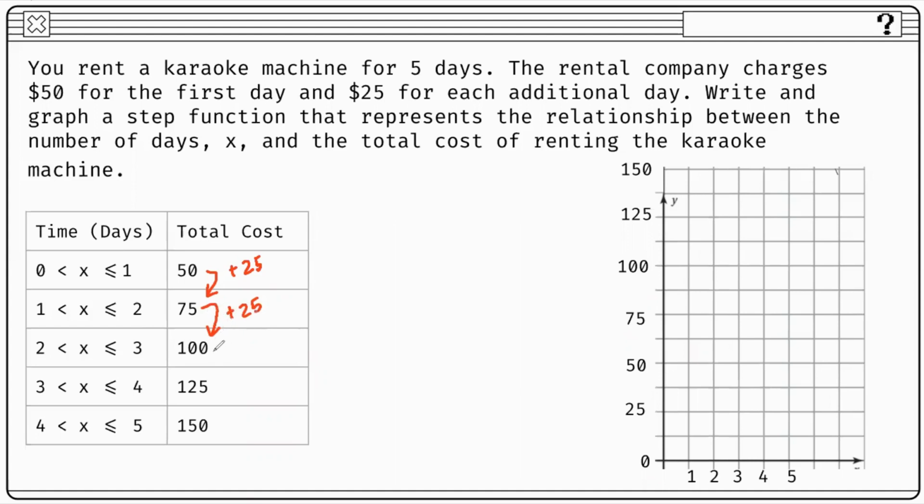we'll get $100. From there, if we're renting it for more than 3 days, but as long as it's less than or equal to 4 days, we add another $25 and get $125, and do that once more until you hit your 5 days. So we're renting it for greater than 4 days, but it's less than or equal to 5 days. That's an additional day fee. So your final constant value will be $150.